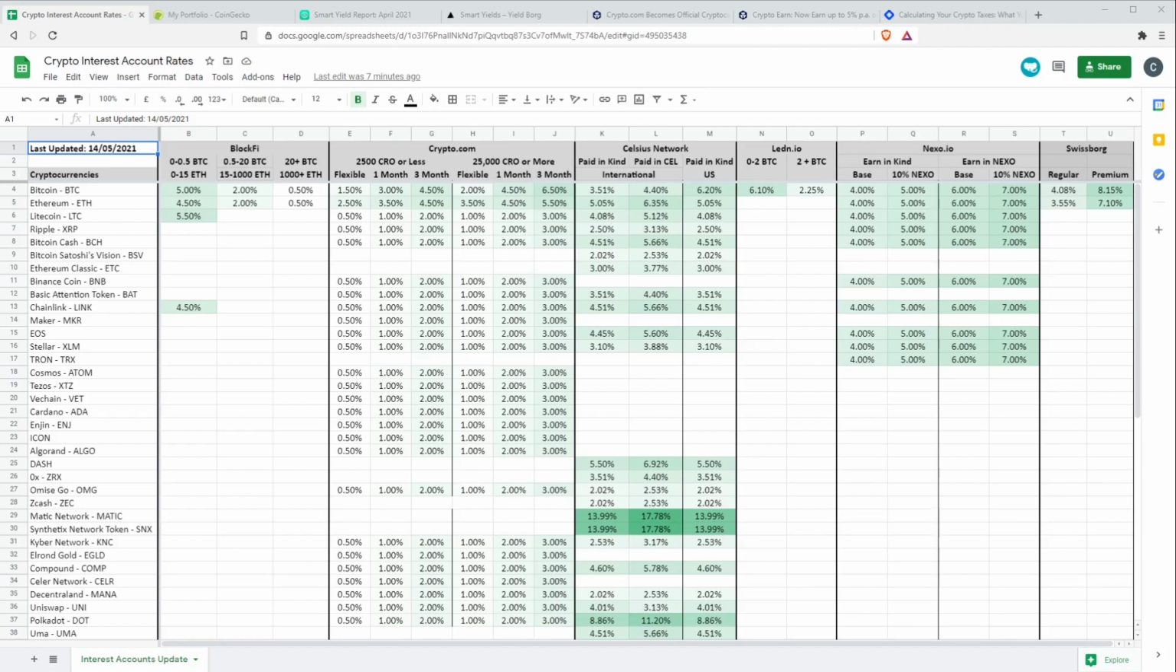Now I'm updating these rates with the latest rates. If you go to the Swissborg website, although they give you those headline rates, which we talked about previously, they also give you the daily rate, the previous daily rate, and that's updated every day. So these are the rates as of the last updated date here in the top left of the spreadsheet.